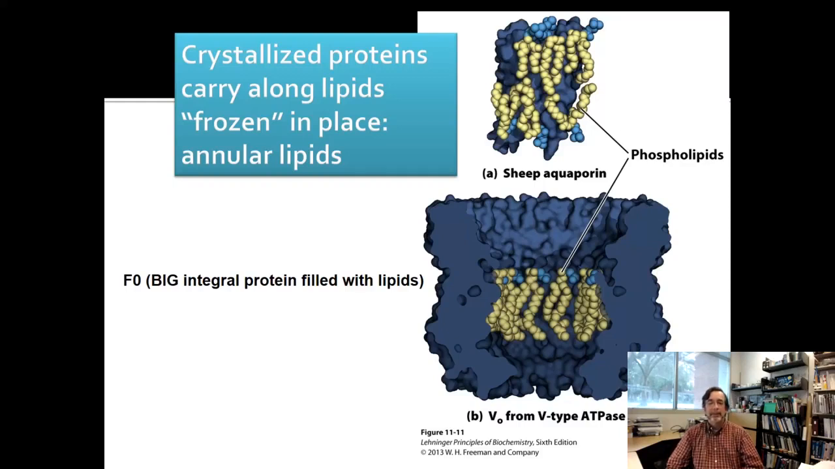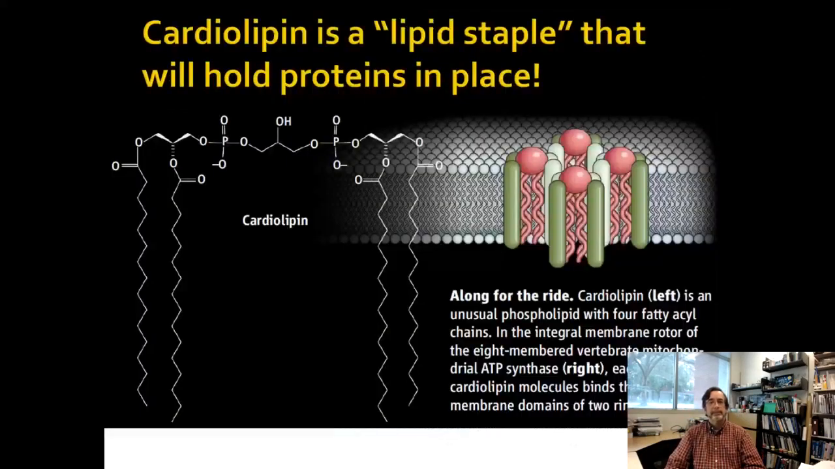This is the V-type ATPase. We talked about how it's a big, complex protein. This is part of figuring out how it fits into the membrane. Look for the annular lipids. And this is the last thing that we end up with. I promised you I would tell you what Cardiolipin did.